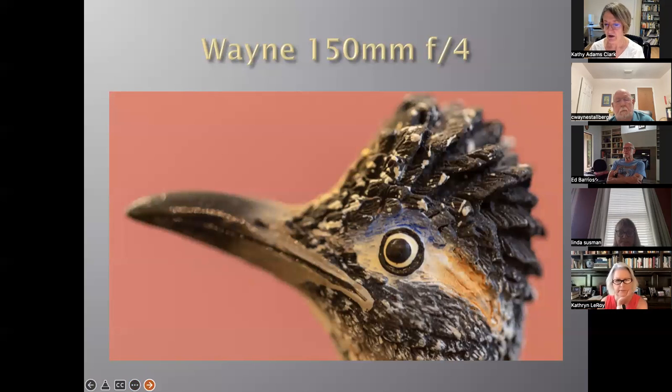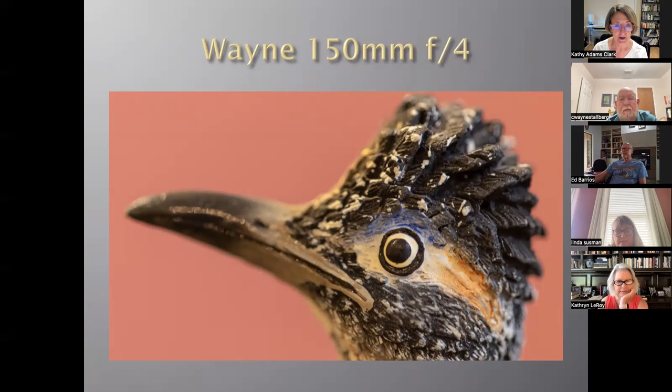Then, Ed, here's your little Roadrunner. Paisano. Wayne. Yeah, I had a hard time trying to figure out what to photograph, and I started off with a hibiscus, and that wasn't working. So I ended up with my little pet Roadrunner. Exactly. And this is your 105 millimeter lens. So which one is this, Ed? That's the 150 macro. Okay. Sigma, yes.